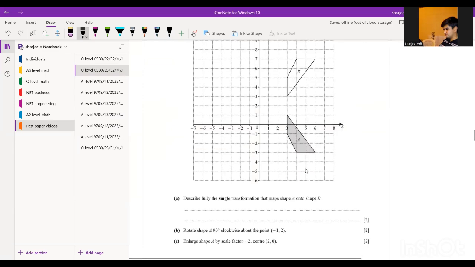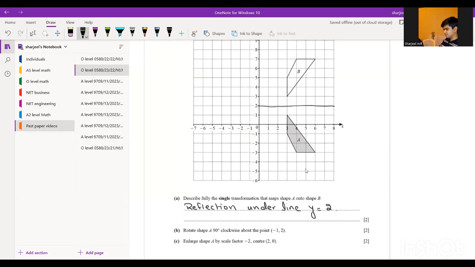For question number 10, we have to describe fully the single transformation that maps shape A onto shape B. So it's a reflection, and the mirror line is y equal to positive 2. So we will write reflection, y equals 2.